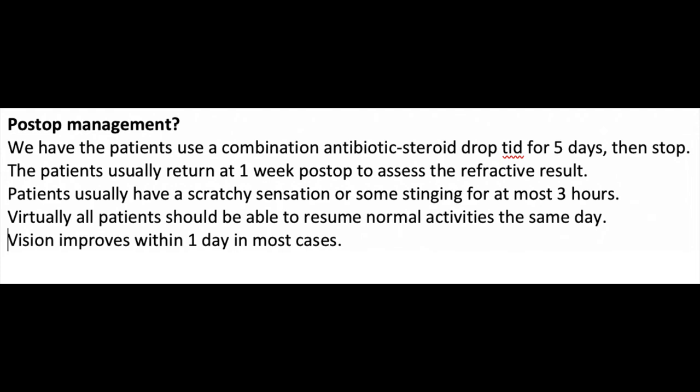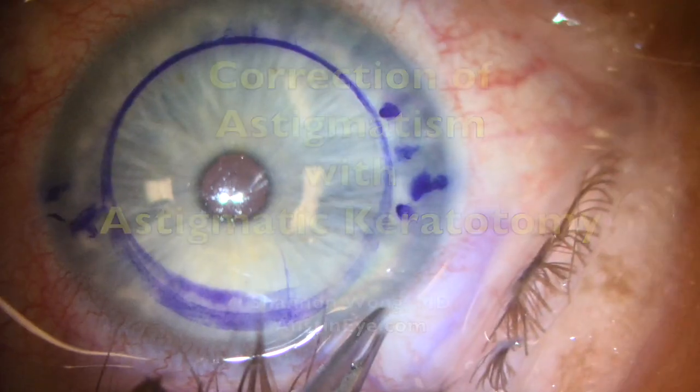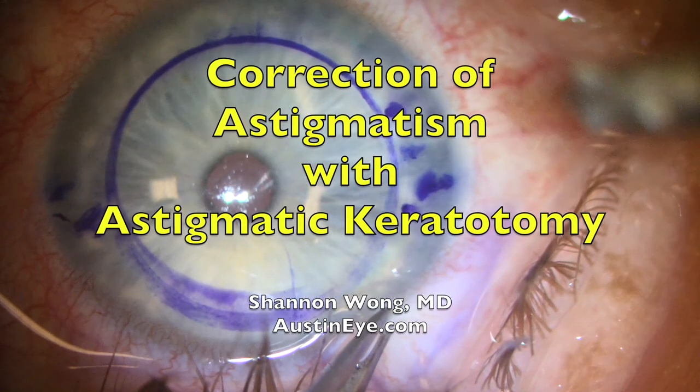We have the patients use a combination antibiotic steroid drop 3 times a day for 5 days, then stop it. The patients usually return 1 week after their procedure so we can assess their refractive result. Patients usually have a scratchy sensation or some stinging for at most 3 hours. Virtually all patients should be able to resume normal activities the same day, and for most, vision improves within 1 day. I hope this tutorial on astigmatic keratotomy was helpful.